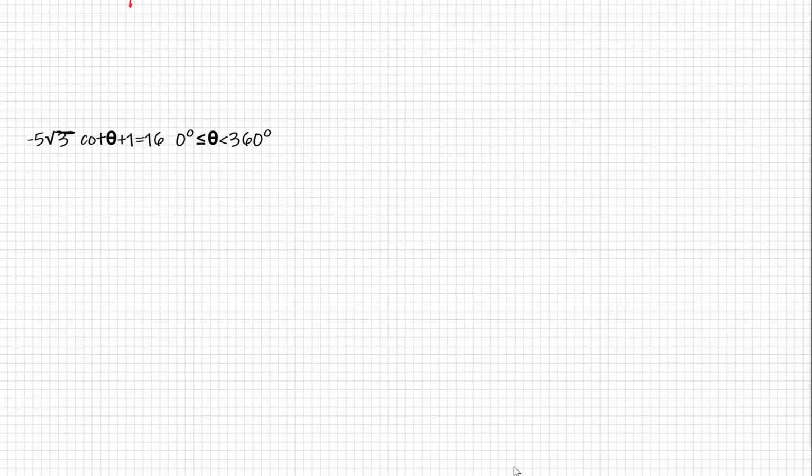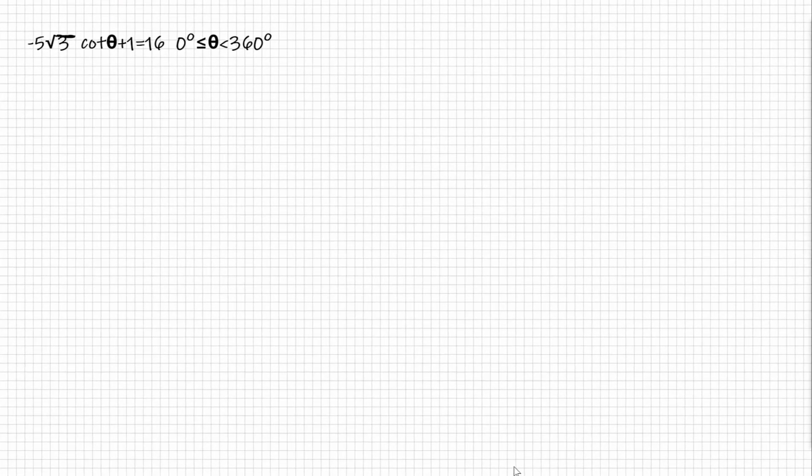Let's move down to another example. Negative 5 square root of 3 cotangent theta plus 1 equals 16. Well, this is a mess. And one additional change we've got here is we're looking for theta in degrees this time. So that's a little bit of a switch.